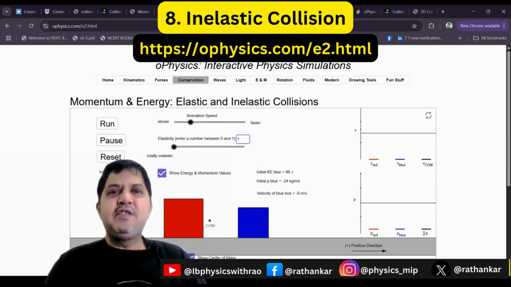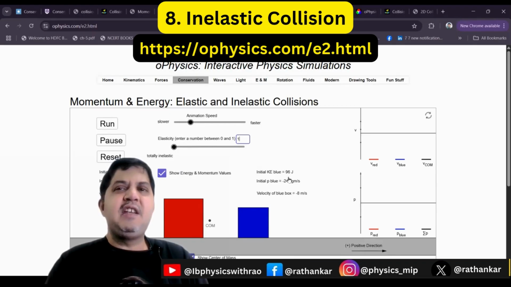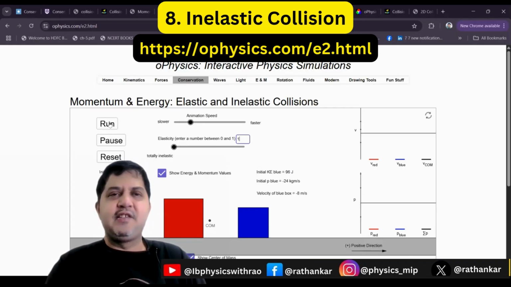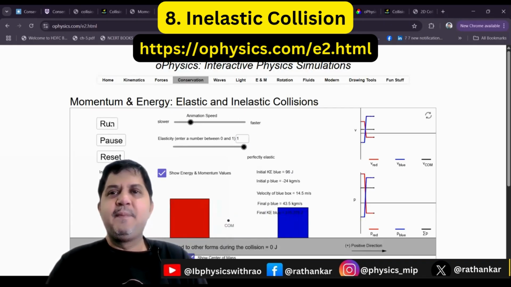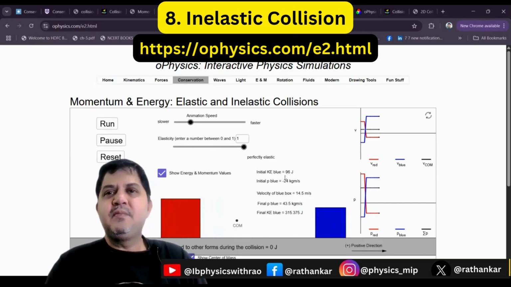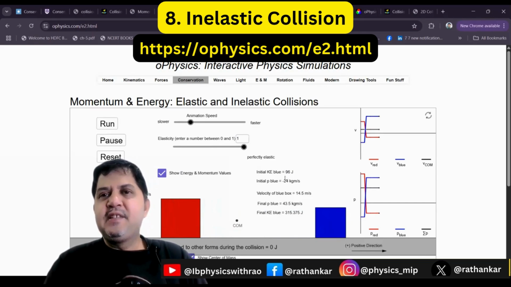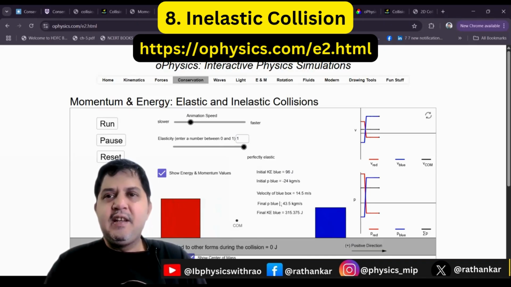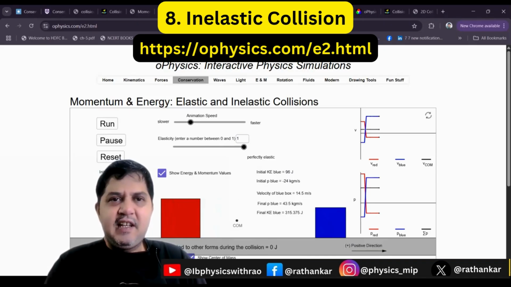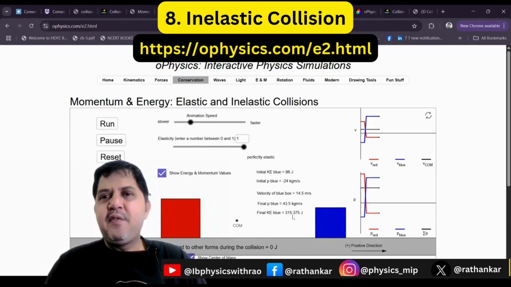Now here you see the blue one has an initial kinetic energy of 250, and the initial energy of this one is 96. Adding 96 plus 250 gives around 346 joules. Let me have a collision over here and see what the energy is. We already know momentum is conserved. Now let us see what's happening. This is 96 over here, this is now 50, and after collision the kinetic energies are 30.625 and 315.37.